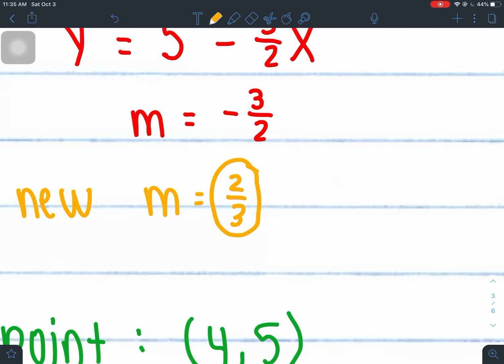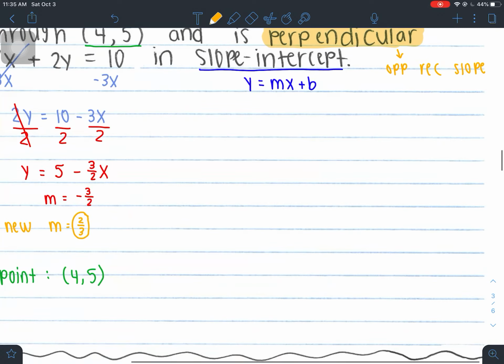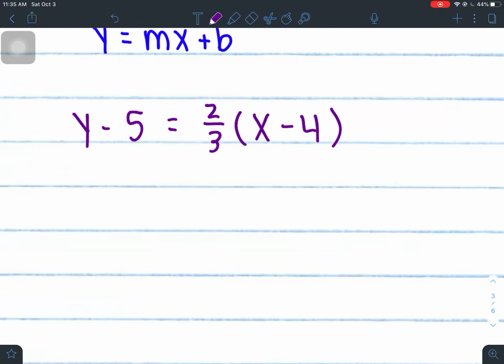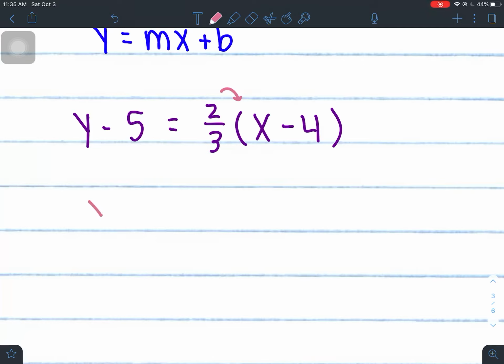So this is my new slope, and I have the point that I need to have it go through, (4, 5). So I'm going to start in point slope form because I have a point and a slope. You always start in that form if you're only given a point and a slope. So you have y minus 5 equals 2/3 (x minus 4). Okay. So next step here is to distribute because we're trying to get it to slope-intercept.